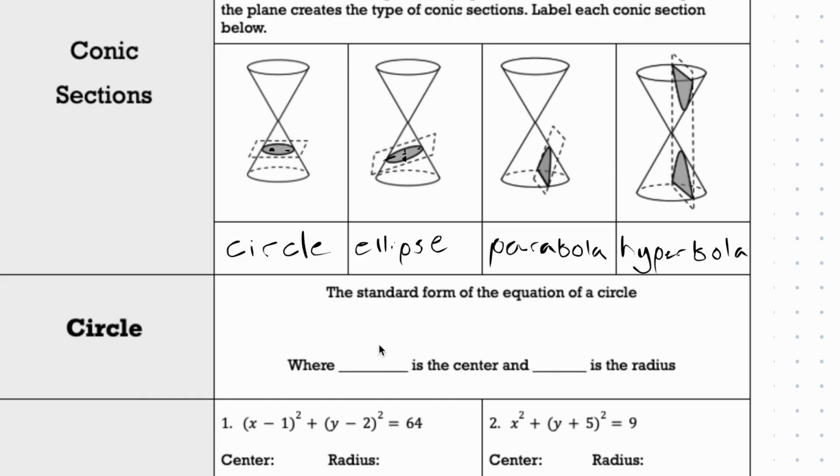Okay, so the standard form of the equation of a circle. Our standard form is going to be (x minus h) squared plus (y minus k) squared equals, and I'm going to put r squared here. So where (h, k) is the center of the circle and r is the radius.